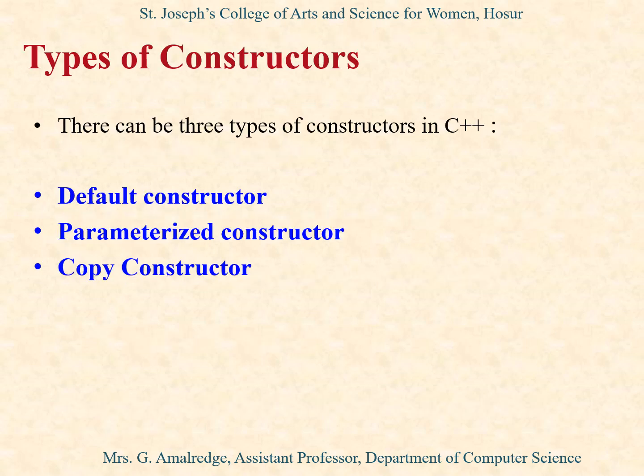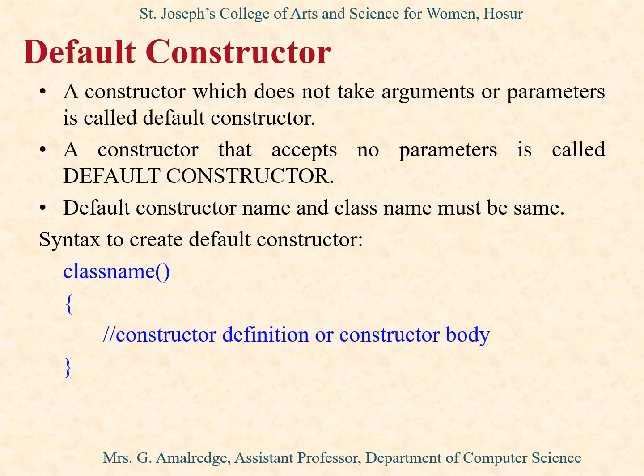There are three types of constructors in C++. One is default constructor, second one is parameterized constructor, and the third one is copy constructor. Default constructor. A constructor which does not have any arguments or parameters is called default constructor. As we know, constructor name and class name must be same. This is the syntax for creating default constructor. Class name with no parameters and constructor body.